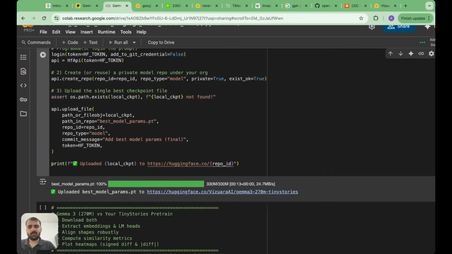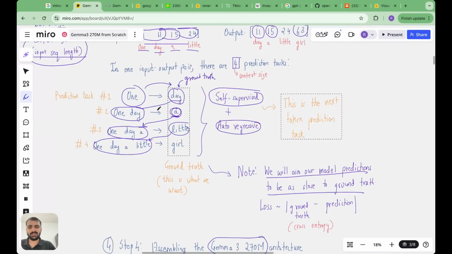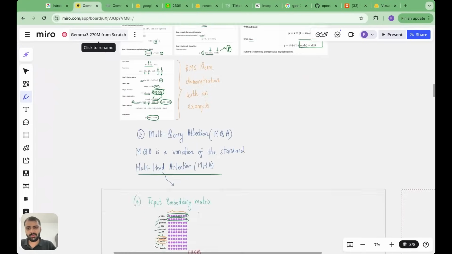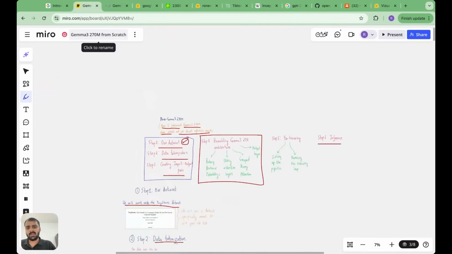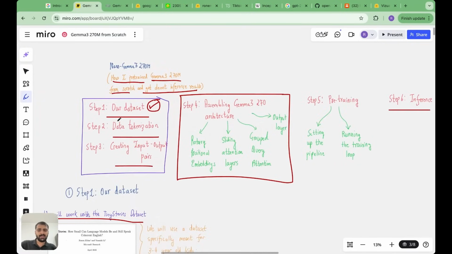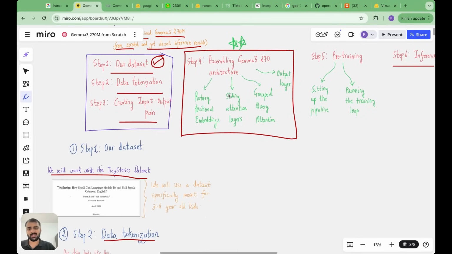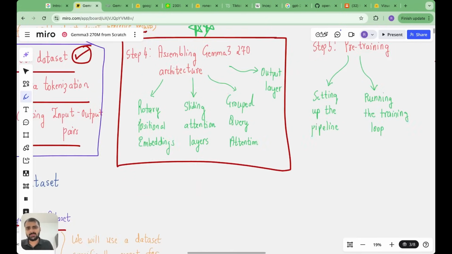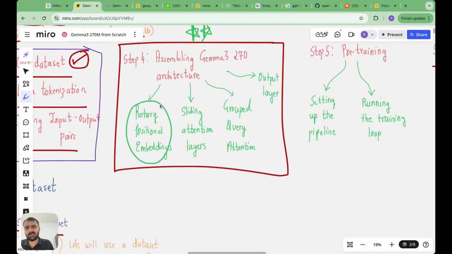This brings us to the end of today's workshop. I hope it was useful to you and I hope that you learned a lot. As a quick summary, today we have covered 6 steps: dataset loading, data tokenization, input-output pairs. The major thing, which took a lot of time, is assembling this Gemma 3 270 million architecture, right? The new things which we saw over here are rotary positional embeddings, sliding attention layers, multi-query attention, and the output layer.